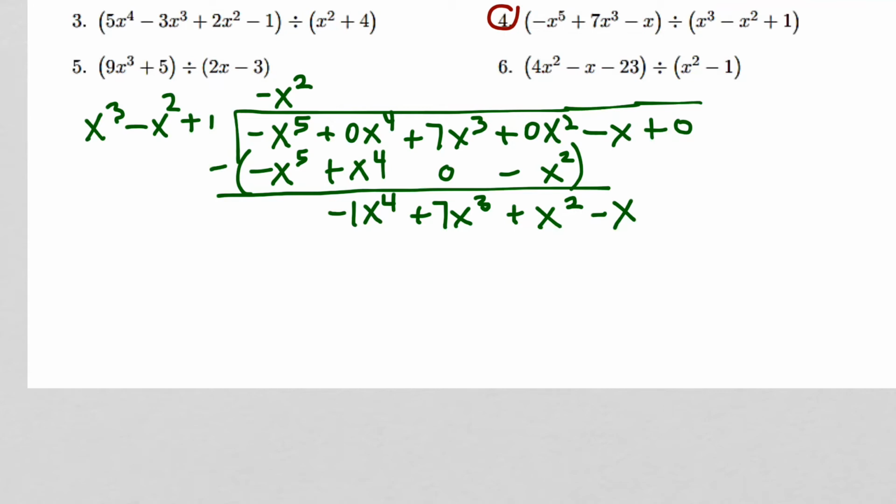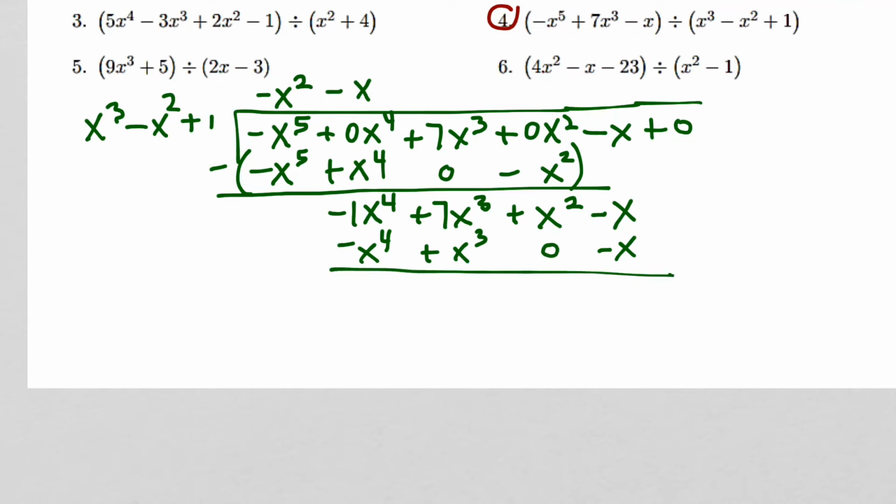All right, so now we'll do the steps all over again. So what do I need to multiply x cubed by to get negative x to the 4th? So that would be negative x. So doing the multiplication, negative x times x cubed is negative x to the 4th. Negative x times negative x squared is positive x cubed. Negative x times 1 is negative x, so it has to go in the right column. So that means there's nothing in this spot.